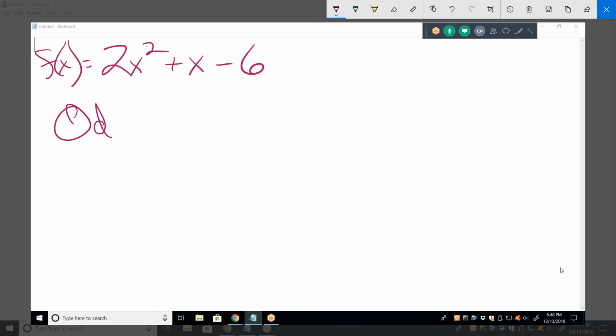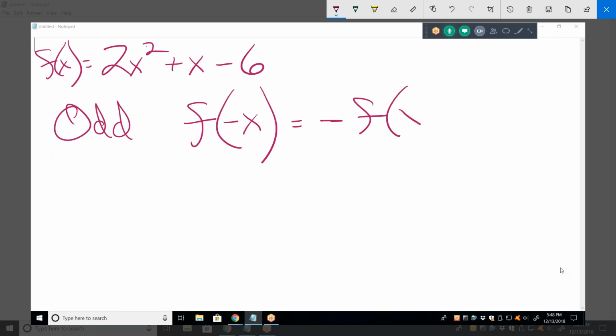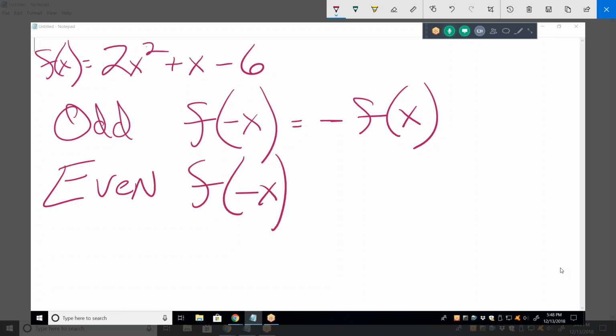Odd functions are where, the thing you have to check is, what is f of minus x? If f of minus x equals minus f of x, you have an odd function. If f of minus x equals f of x, you have an even function. And anything else is neither. Let's take a simple one.